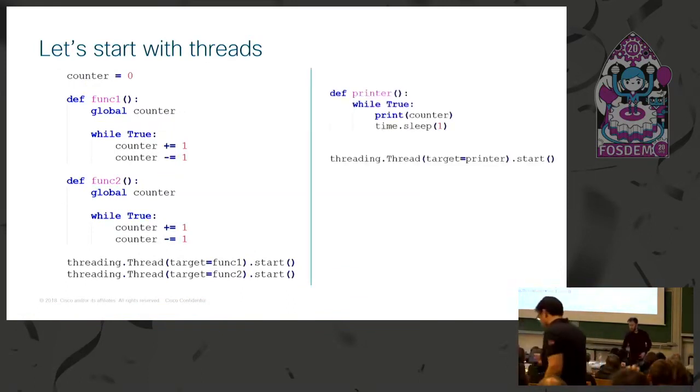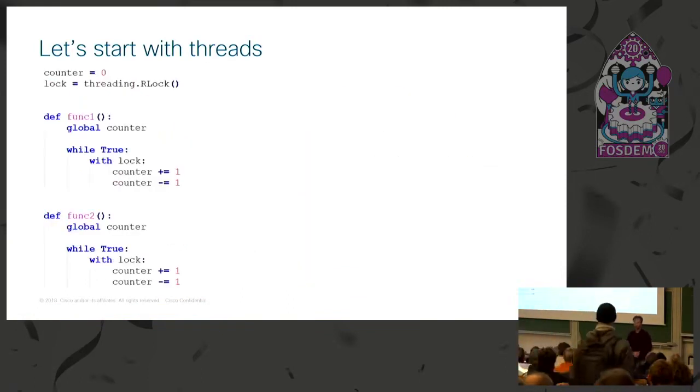The way to solve that is by using a lock. You can create a lock, and you surround the blocks where you modify that shared variable with a with lock context manager. Then you prevent these 2 threads from manipulating the same variable at the same time.